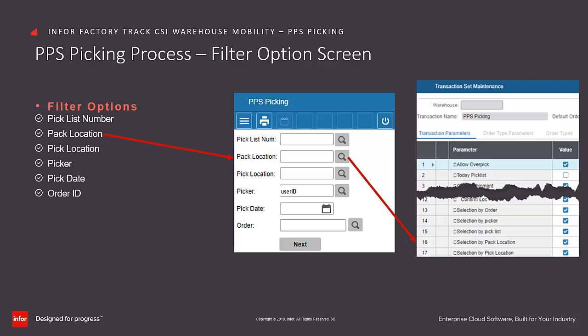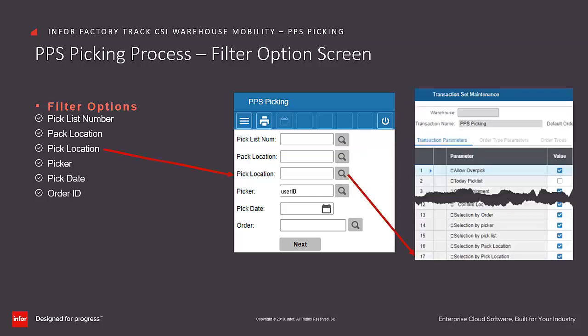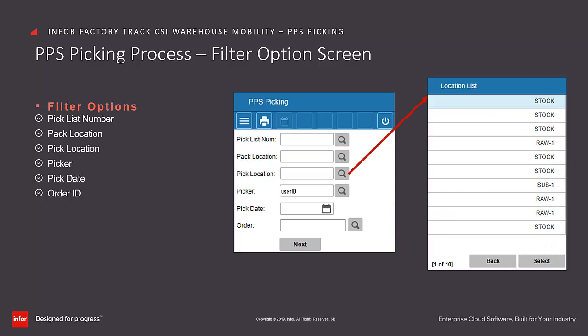The pack location field is made available if the Selection by Pack Location option is selected in the transaction set maintenance form. We can enter, scan, or search and select the pack location ID. The Pick Location field is made available if the Selection by Pick Location option is selected in the transaction set maintenance form. We can enter, scan, or search and select the Pick Location ID.